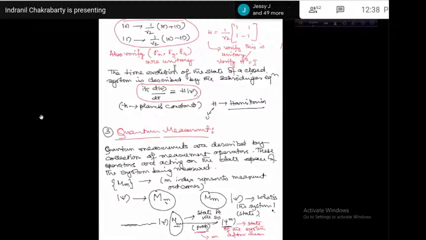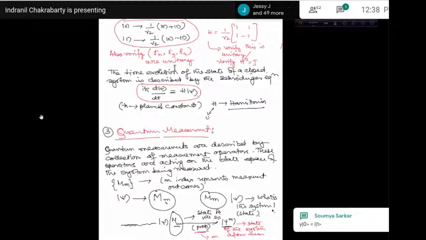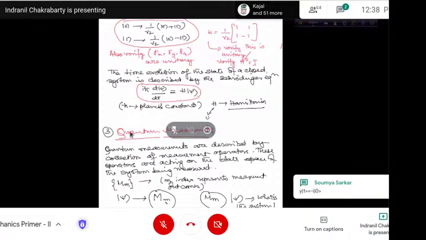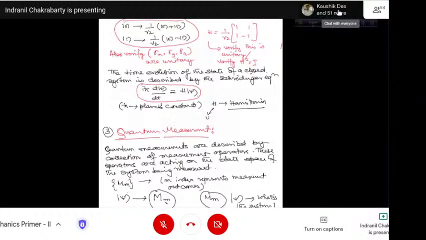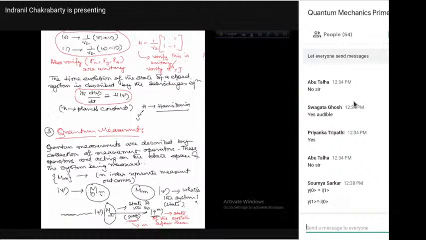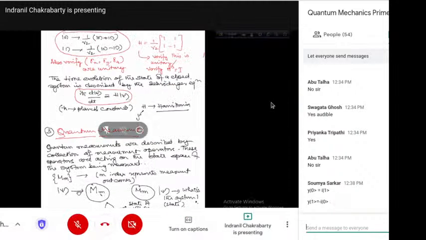So the third important postulate: quantum measurements are described by a collection of measurement operators. These operators act on the state space of the system being measured. The measurement operators are indexed by the measurement outcomes m. So small m indicates the measurement outcome, right? We are applying this measurement operator M on the state to know what the system is.